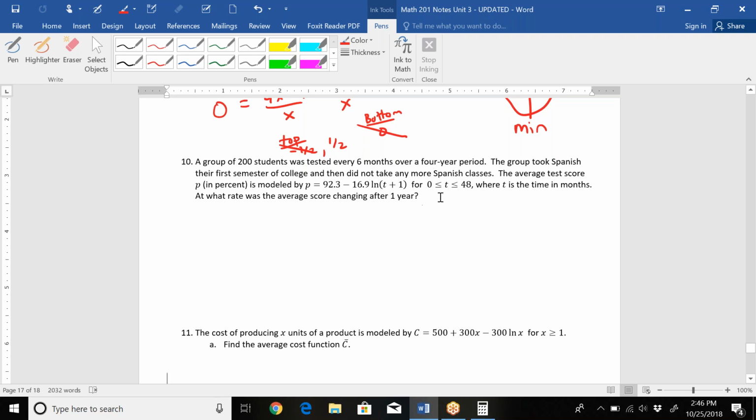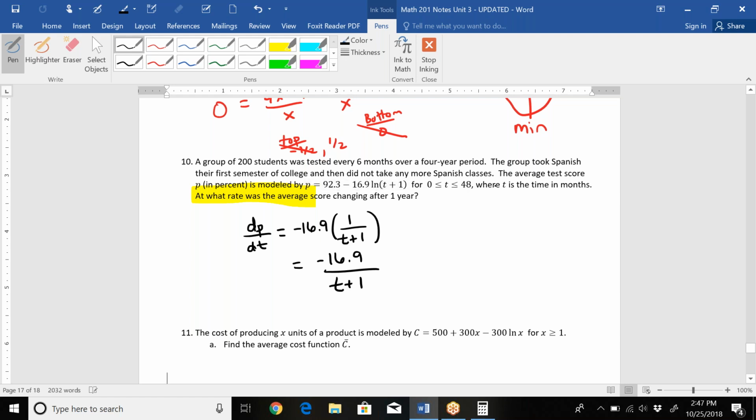So at what rate is the average score changing after 1 year? Now notice, we did a problem just like this a minute ago, and we just plugged and chugged in and solved. That is not what we are doing here because they said at what rate was the average score changing. That means we need dp dt. So dp dt is the derivative of this. Now 92.3 would have no derivative, but this guy does. That is negative 16.9 times the derivative of the natural log. So that's 1 over t plus 1, and then you chain the derivative of the bottom, which is just a 1. So it looks like we're plugging into negative 16.9 over t plus 1.